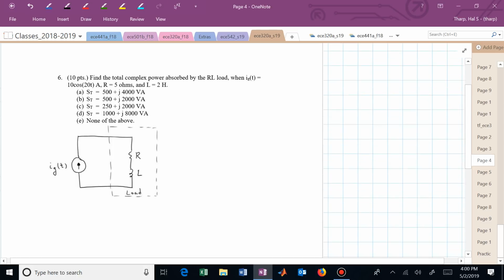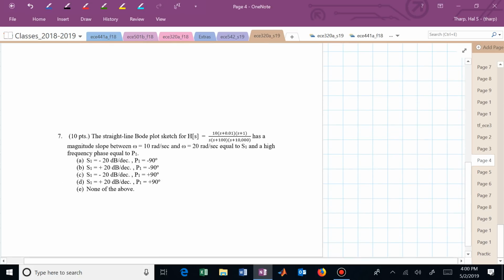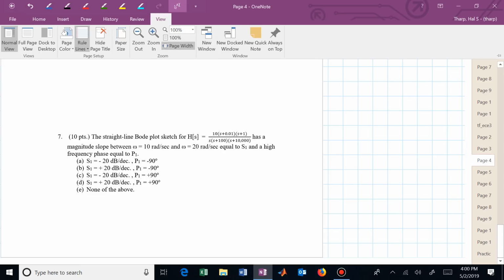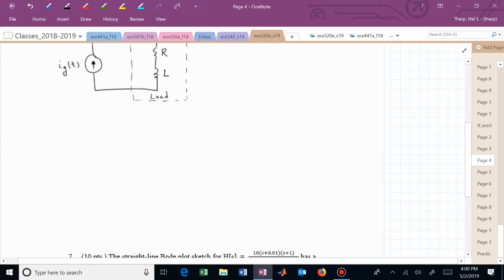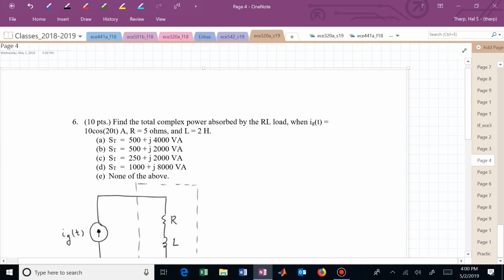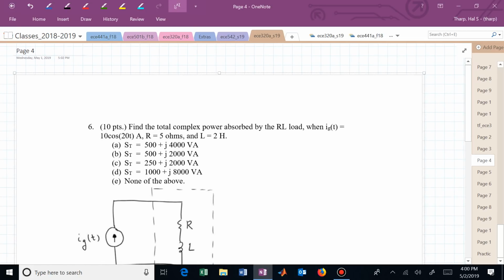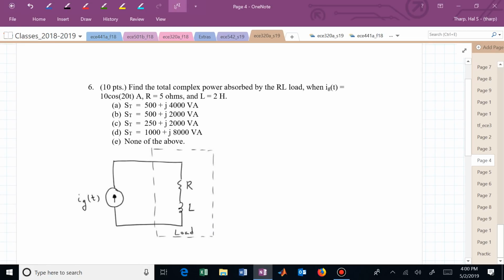Here's one question that I think is very straightforward, but it's easy to obtain the wrong answer for. So let's just go through how you could avoid doing the wrong thing. Find the total complex power absorbed by the RL load when I sub g is 10 cosine of 20t, R is 5, and L is 2.